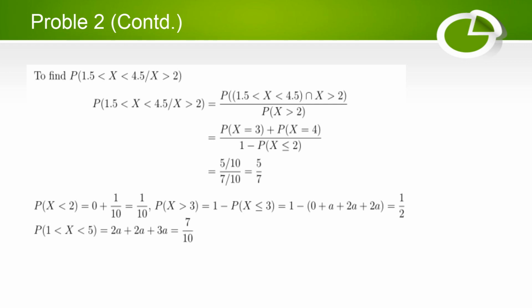P of x greater than 3 equals 1 minus p of x less than or equal to 3, equals 1 minus of 0 plus a plus 2a plus 2a, equals 1 by 2. P of 1 less than x less than 5 equals 2a plus 2a plus 3a, equals 7 by 10.